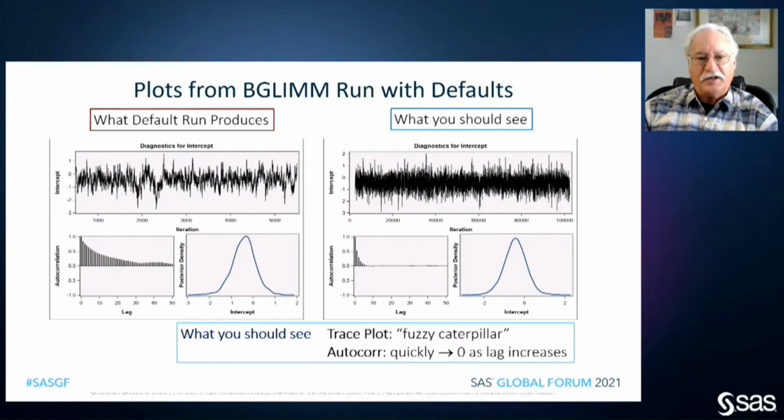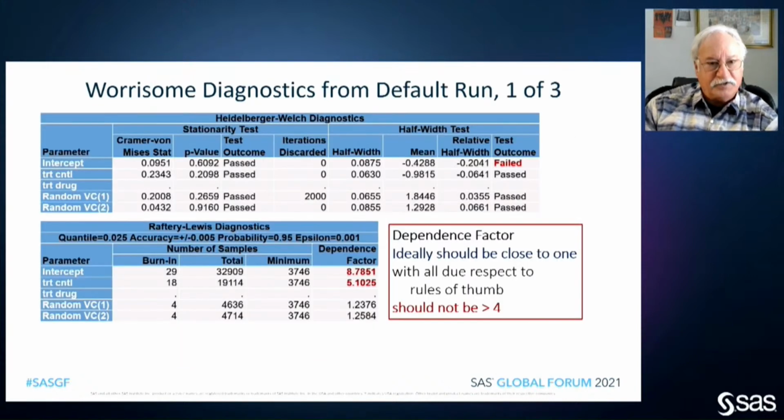The ideal trace plot is often referred to as a fuzzy caterpillar, so this is what you want to see. And you notice those autocorrelations are high at the first 5 or 10 lags, but they very quickly go to 0. So the right-hand side is what you want to see. If we turn our attention to the diagnostics, you see some worrisome diagnostics.